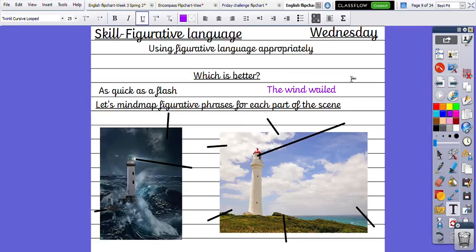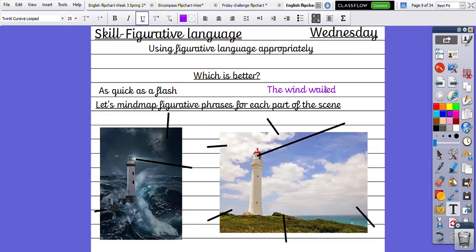So although it's good to take styles from writers, we don't want to always use things like as quick as a flash, ran as quick as a cheetah. They're overused and they're not always as effective. So here I have used a simile in as quick as a flash. Remember, similes are using as or like to compare two things.